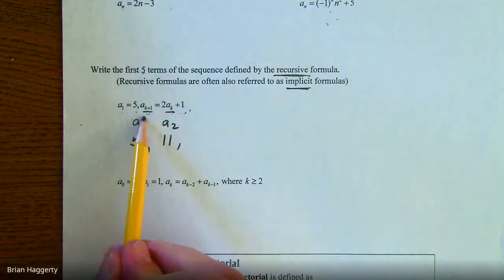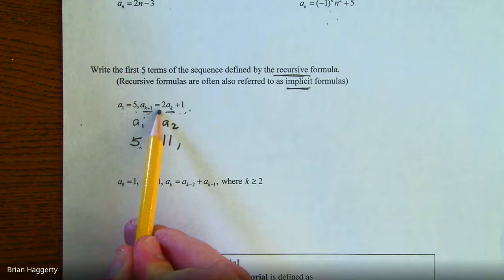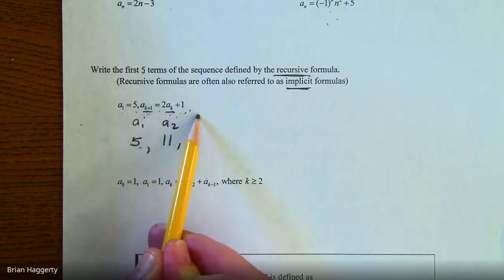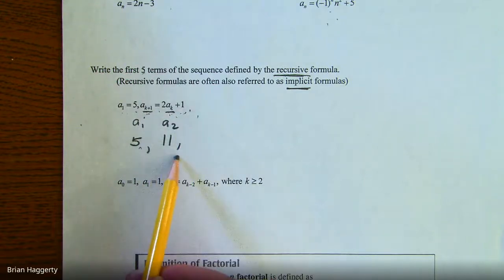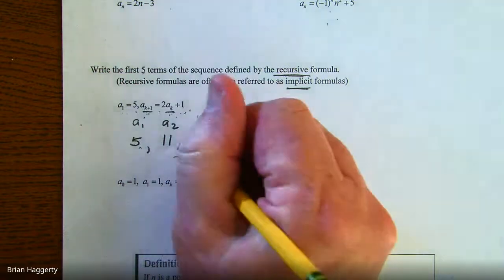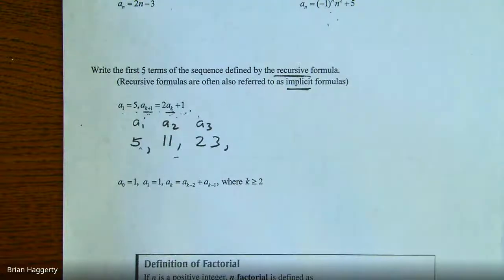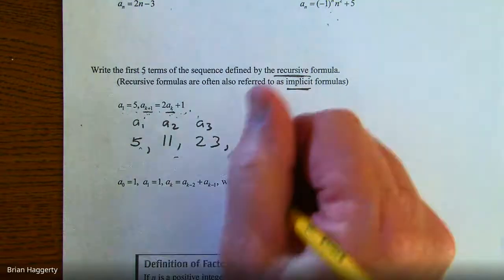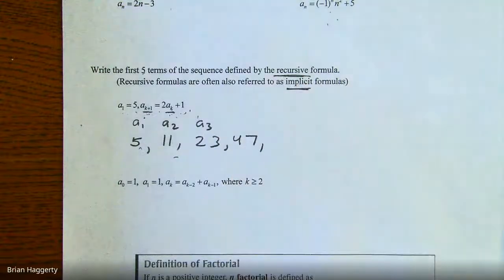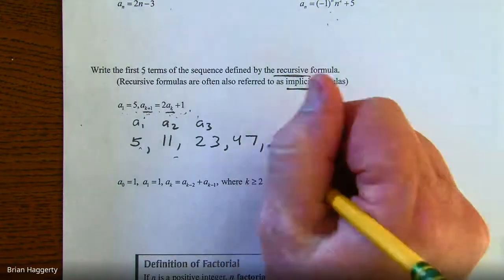Now your a sub 3 is going to be double your a sub 2 and then add 1. So we're going to take this, double it, and add 1. 11, when you double, it's 22, plus 1 is 23. And then double it plus 1. 46 plus 1 is 47. Double it plus 1. 94 plus 1 is 95.